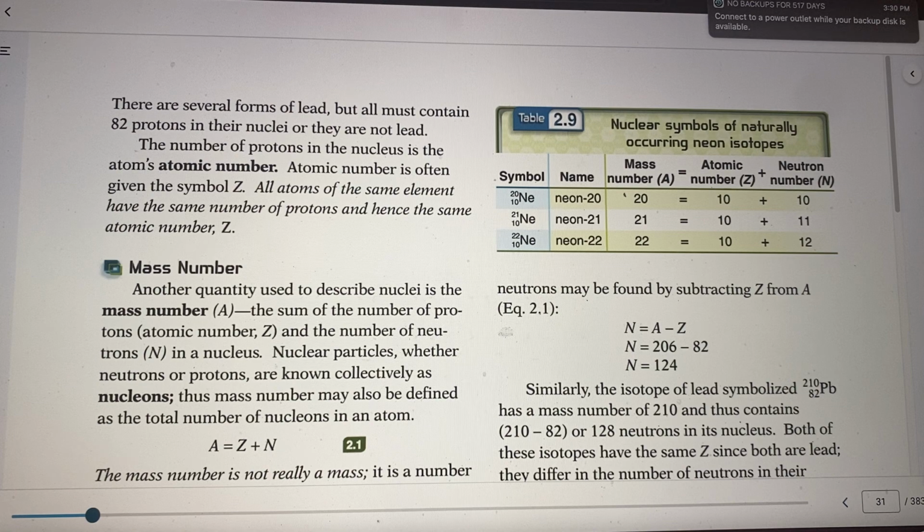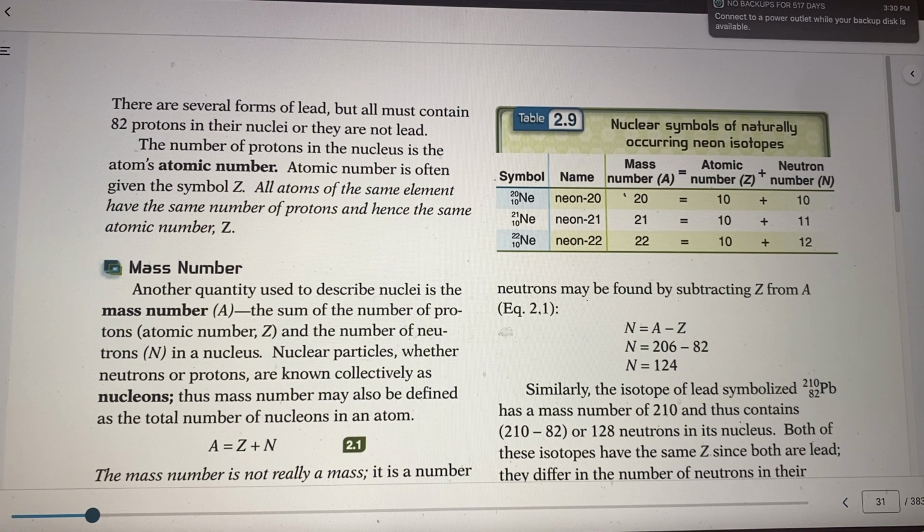Now that's going to be a little confusing because the next number is going to be A, and I get confused sometimes by the Z and A. Just remember Z has to do with the protons. Why they gave it a Z, I'm not sure. But all atoms of the same element have the same number of protons and hence will have the same atomic number Z.